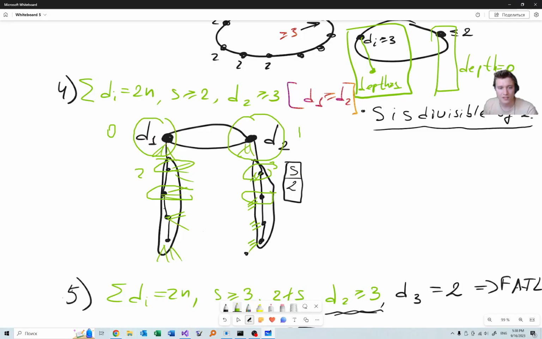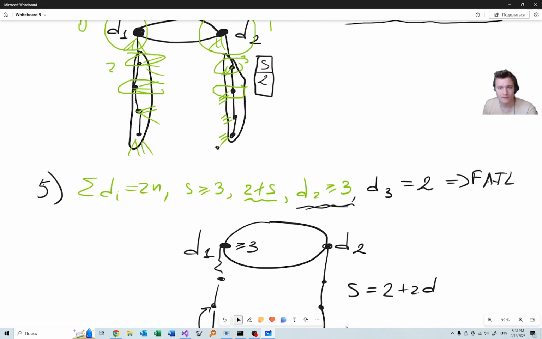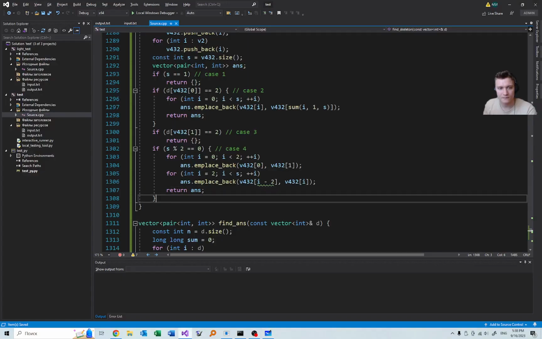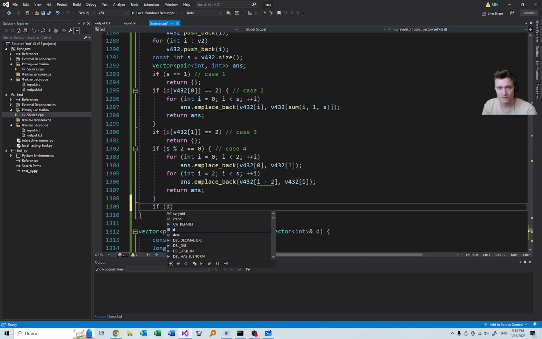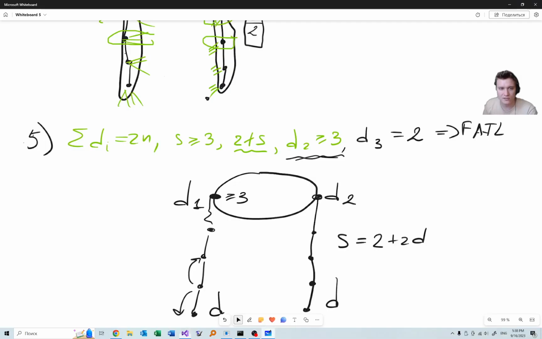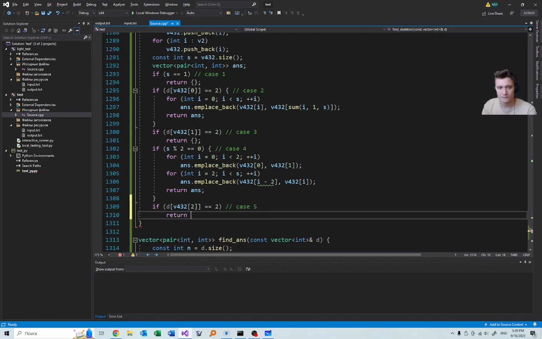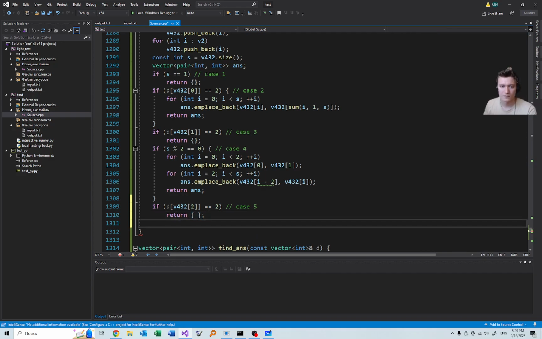Let's go on. Now we have the fifth case, which is d3 equals 2, and this is fail. Again, I have to follow the 0 index convention. So if I have d3 here, I need to write d2 here. So if it is 2, then I answer that it is failed.